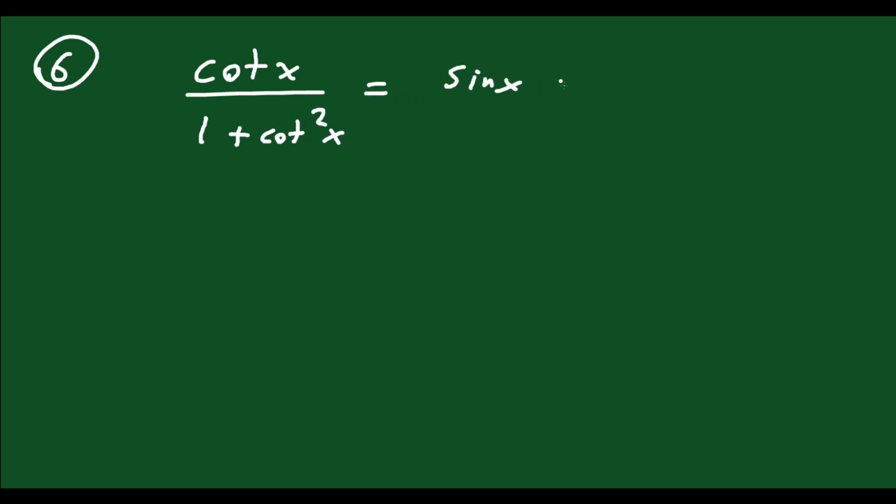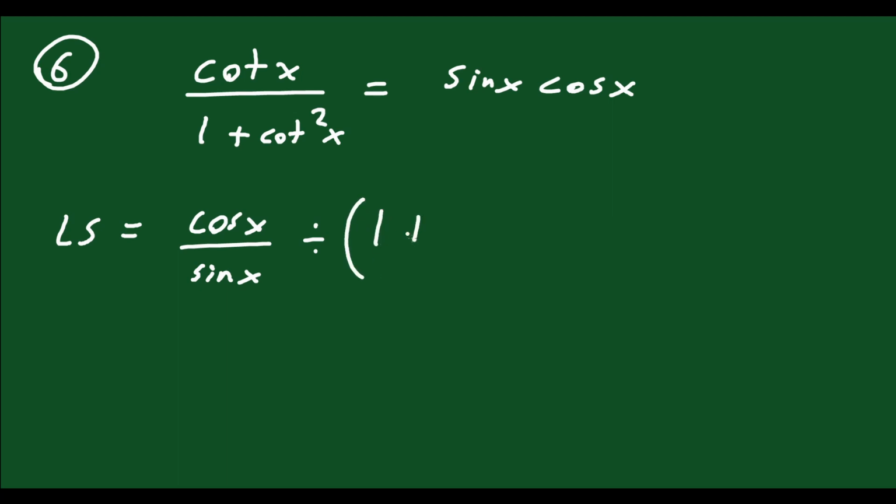Number 6, cotangent x divided by 1 plus cotangent squared x. That's equal to sine x cos x. Okay, what can I do? Well, on the left side, what I really have is cotangent of x, which is cos x over sine x. I'm going to divide the bottom, so I'm going to say divided by 1 plus, and then cotangent squared is cos squared x over sine squared x.